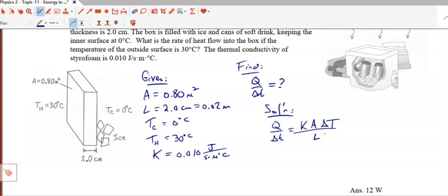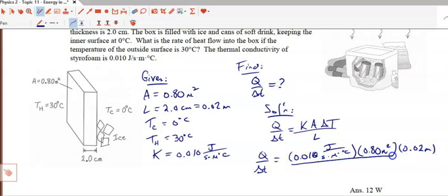All right, so then we just plug into this. Thermal conductivity is 0.010 joules per second times meter times degrees Celsius, multiplied by the cross-sectional area, 0.8 meters squared, divided by the thickness of the walls. Oops, I'm making a mistake here. That thickness goes on the bottom, right? That's 0.02 meters here.